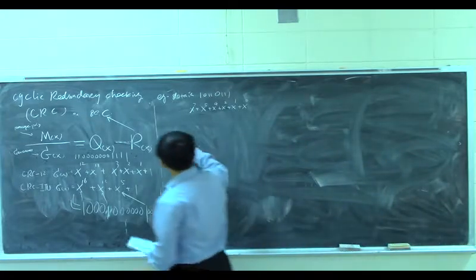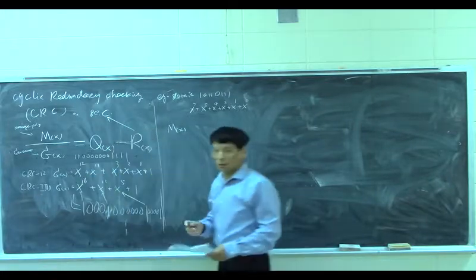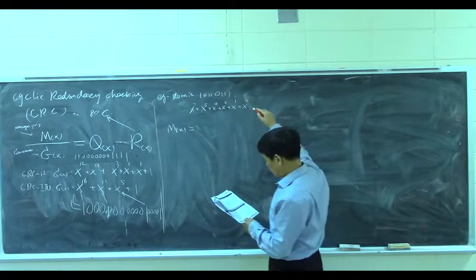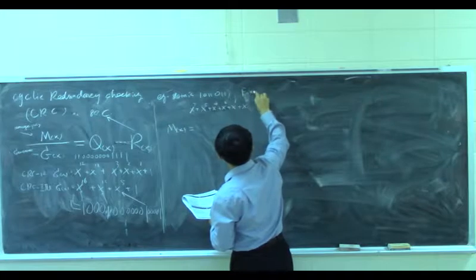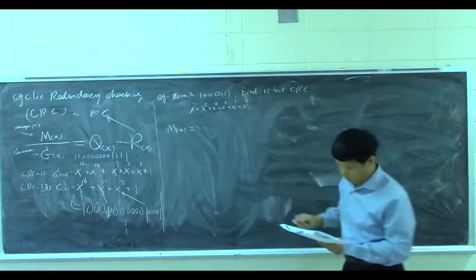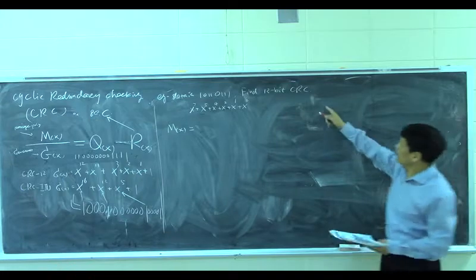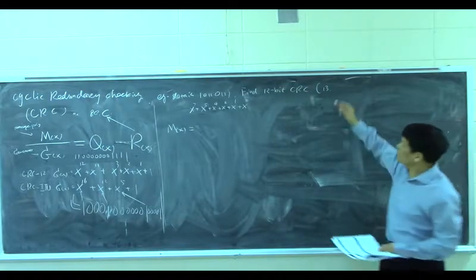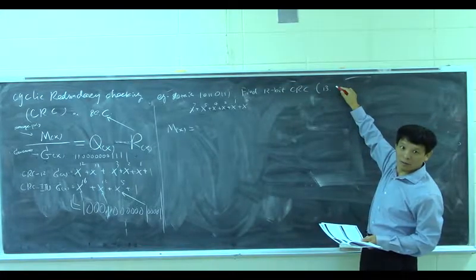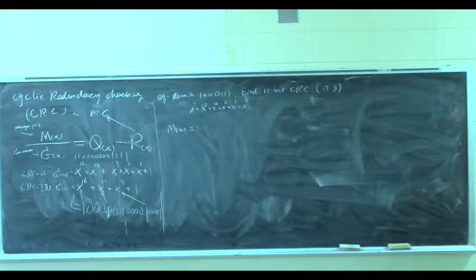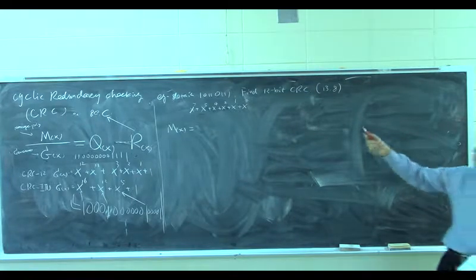This is the data. Then what is m(x), the message polynomial? The requirement here is that we are going to generate a 13-bit CRC. So 13-bit CRC means 13 is the length of the code. And what's the next one here? The length of the data, 8, right? So the length of the code will be 13. The length of the data will be 8.